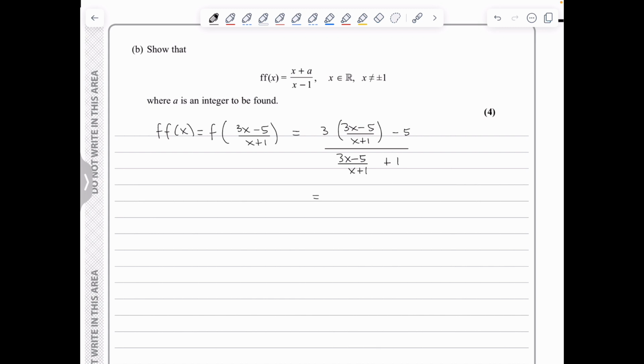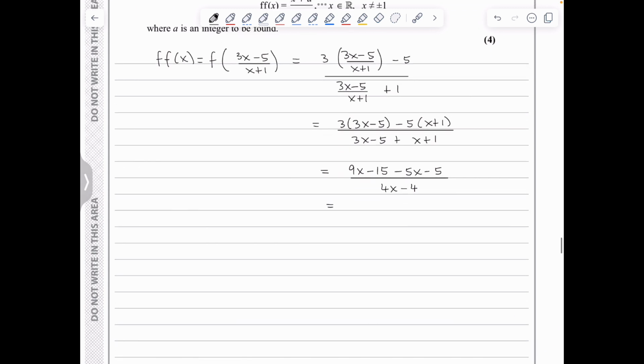I will multiply everything by x plus 1 to get rid of the denominators within the fraction itself. So we get 3 brackets 3x minus 5 minus 5 brackets x plus 1, over 3x minus 5 plus x plus 1, leading to 9x minus 15 minus 5x minus 5 over 4x minus 4. So in the numerator, we've got 4x minus 20 over 4 brackets x minus 1, leading to 4 brackets x minus 5 over 4 brackets x minus 1.